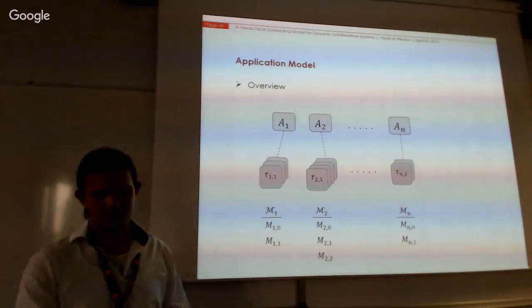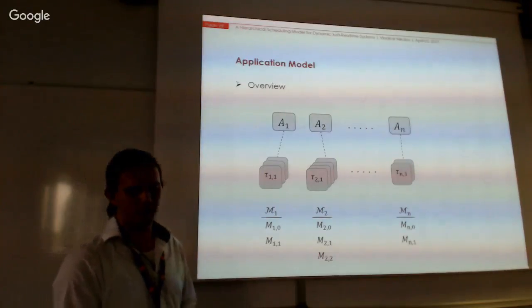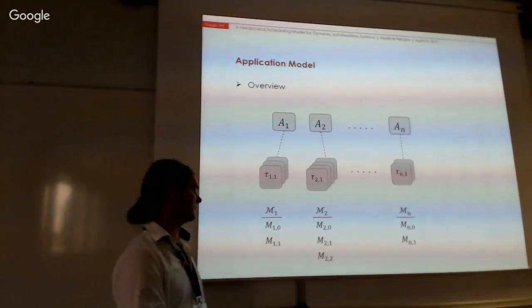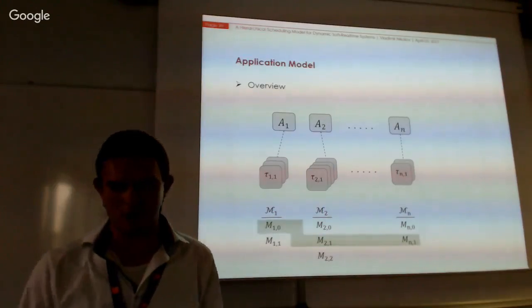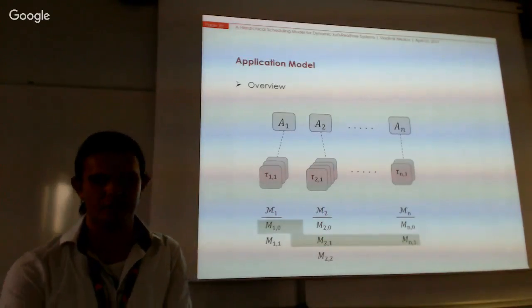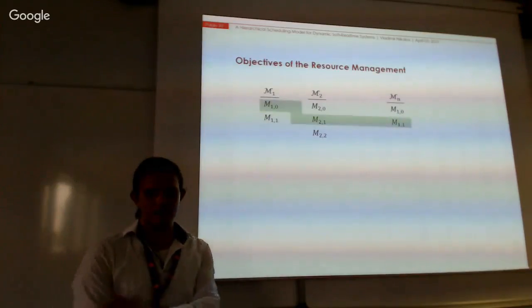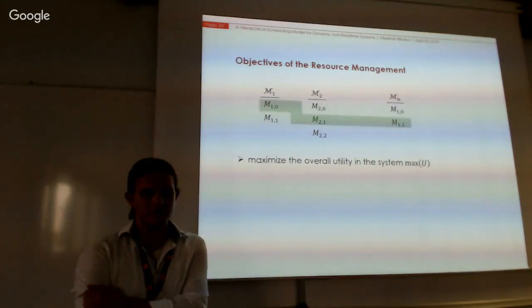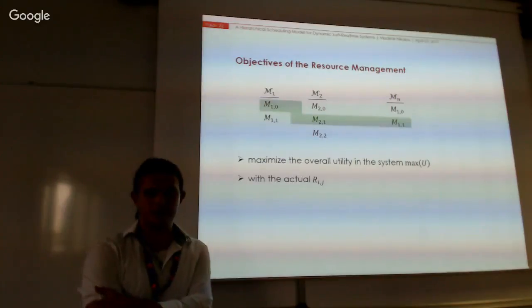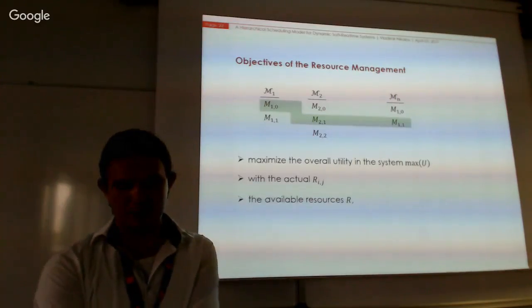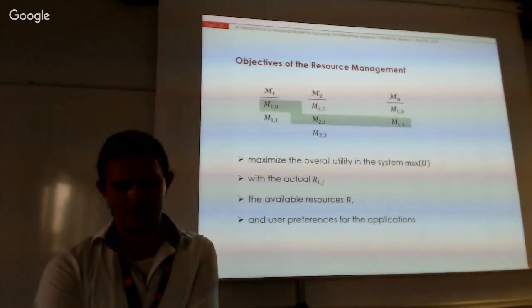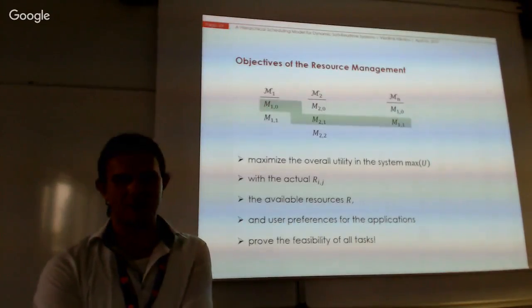Okay, what is the scheduling problem then? We have a variable set of applications and internal tasks with different operation modes and fluctuating resource demands. These are the modes of different applications, for example. And the objective of our resource control mechanism is to select an active configuration of application modes, and thereby to maximize the overall system utility according to the resource demands of the applications and their tasks, with respect to the overall available resources, with respect to user preferences, and finally to prove the feasibility of all application tasks.